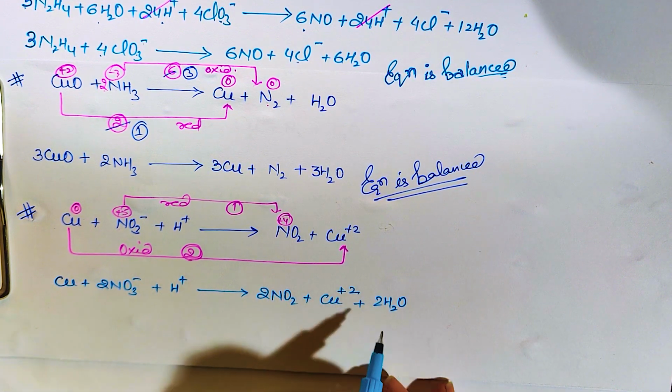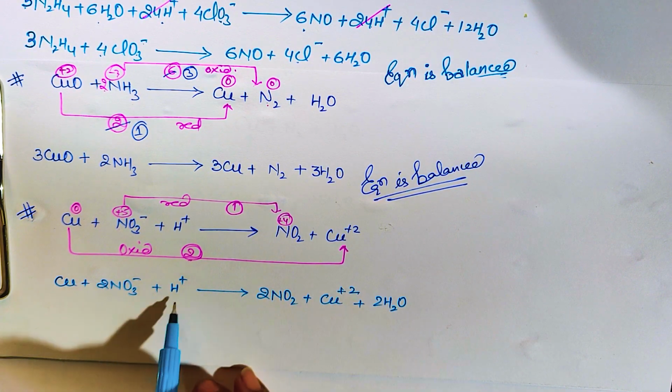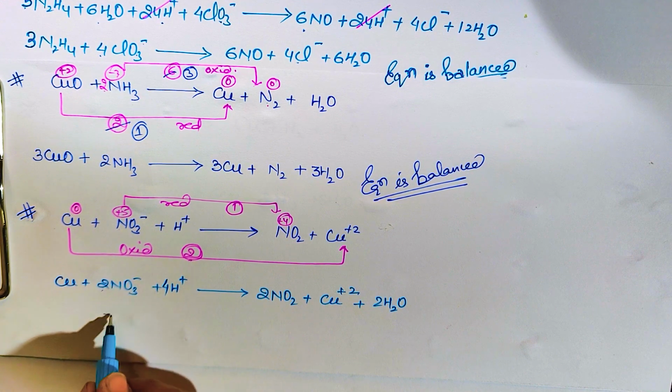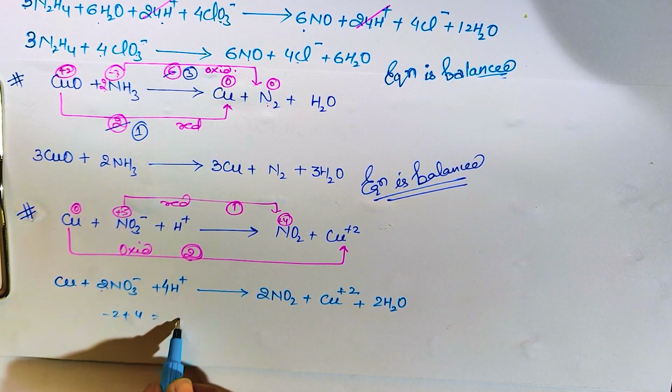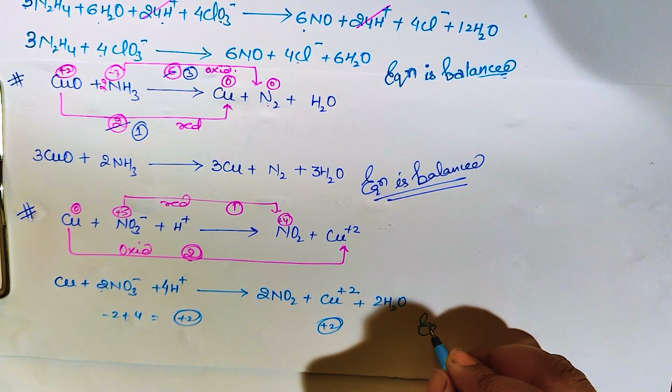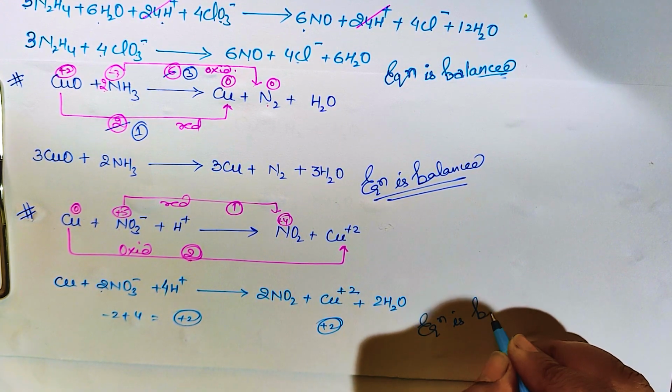Now check the hydrogen. How many hydrogen here? 4, but here 1 only. So just write 4H plus. Done. Last thing, we have to check the charge also because the species were charged, so we have to check the charge. So just check it, minus 2 and plus 4. That means total is plus 2 and here it is plus 2. So this equation is also balanced.